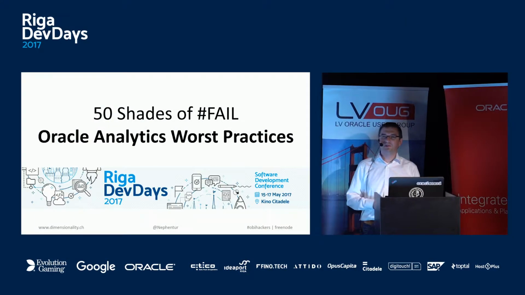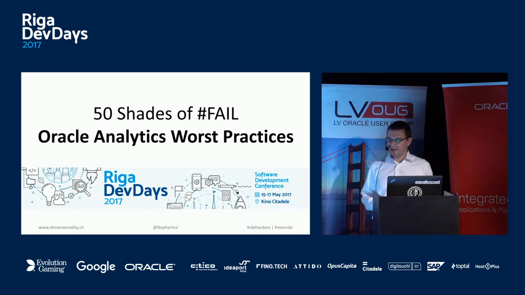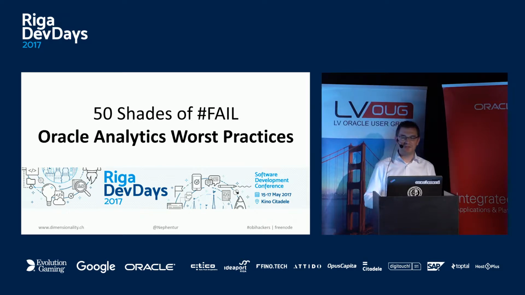I'm going to be talking about basically the worst things you can do in Oracle Analytics. And as I love this movie so much, I called it 50 Shades of Fail, because that's just the worst thing out there.